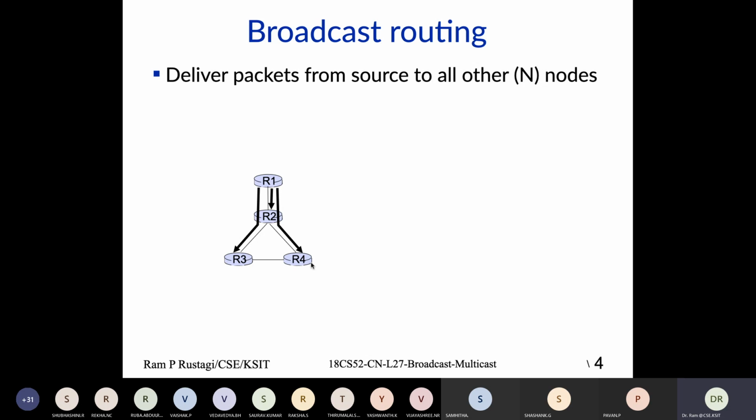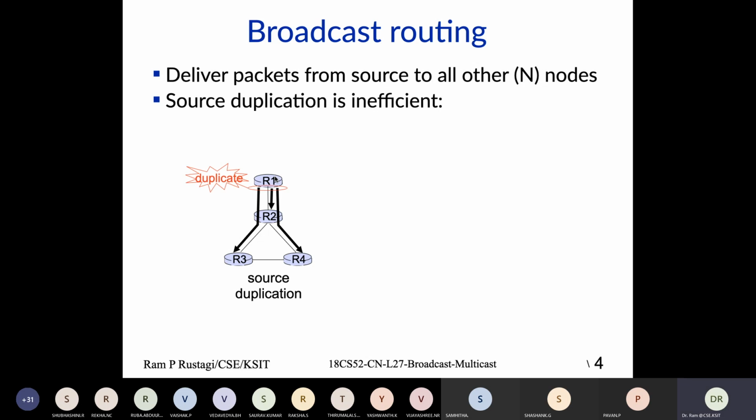If we're taking a simplistic approach, R1 makes 3 copies of the packet, one with each destination address of R2, R3 and R4, and the packet is sent. If there are a total of 10 routers in the network, R1 would send 10 such packets. And this is what broadcast would be. This is also called duplicating at the source. And this duplication at the source is considered inefficient.